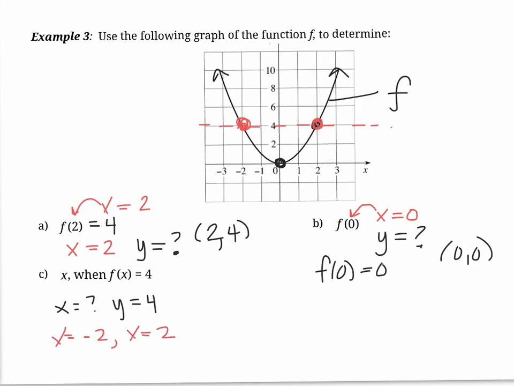Just to triple check, we're looking for x so that when we plug it in, we get 4. And if I plug -2 into this function, I'm going to get 4. And if I plug +2 into this function, I'm also going to get 4. Here's +2, 4, and we're done.